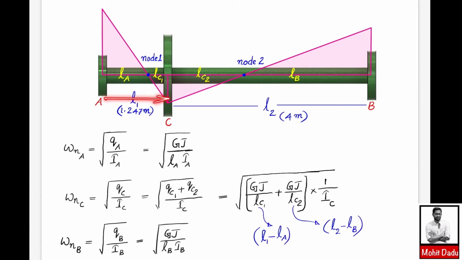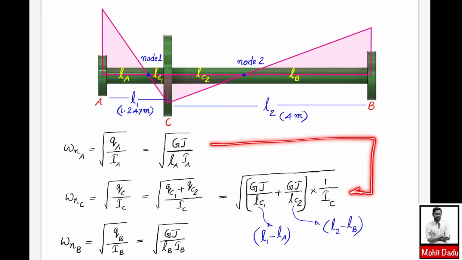where this LC1 you can write as L1 minus LA, where L1 is the distance between rotors A and C, and similarly L2 is the distance between rotors C and B. So the L1 value is 1.247 meter within this torsionally equivalent shaft, and L2 is 4 meter, where this shaft has a diameter of 40 mm or 0.04 meter, which will be required for evaluating the J value which is coming in this equation.